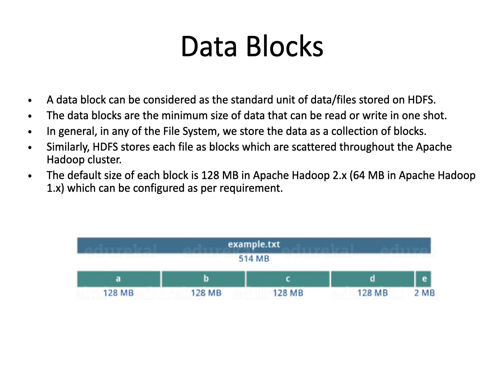Suppose that we are using the default configuration of block size, which is 128 MB. Then we will be creating 5 blocks, and the first 4 blocks will be 128 MB, but the last block will be of 2 megabyte size only. So in this way, we will divide the data into different blocks of size 128 MB, and then next we will process or store these data blocks.